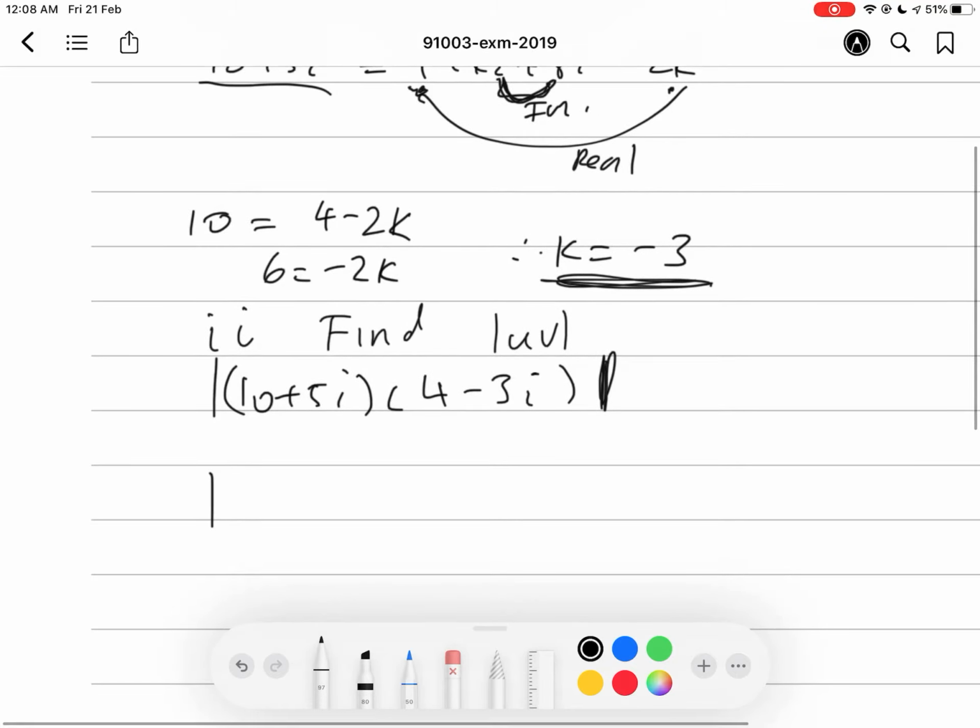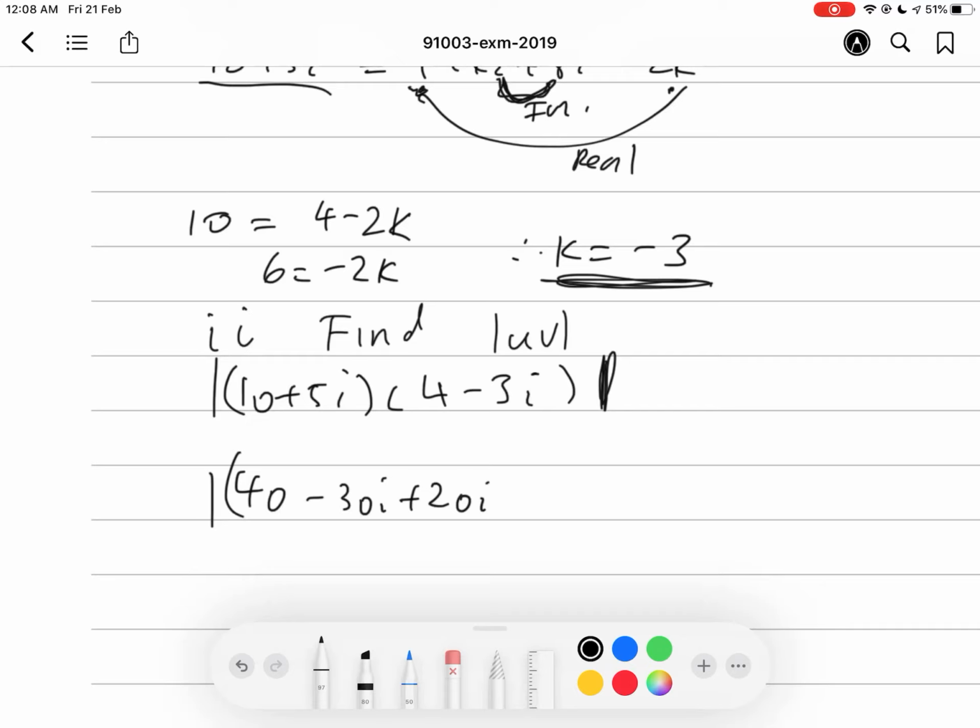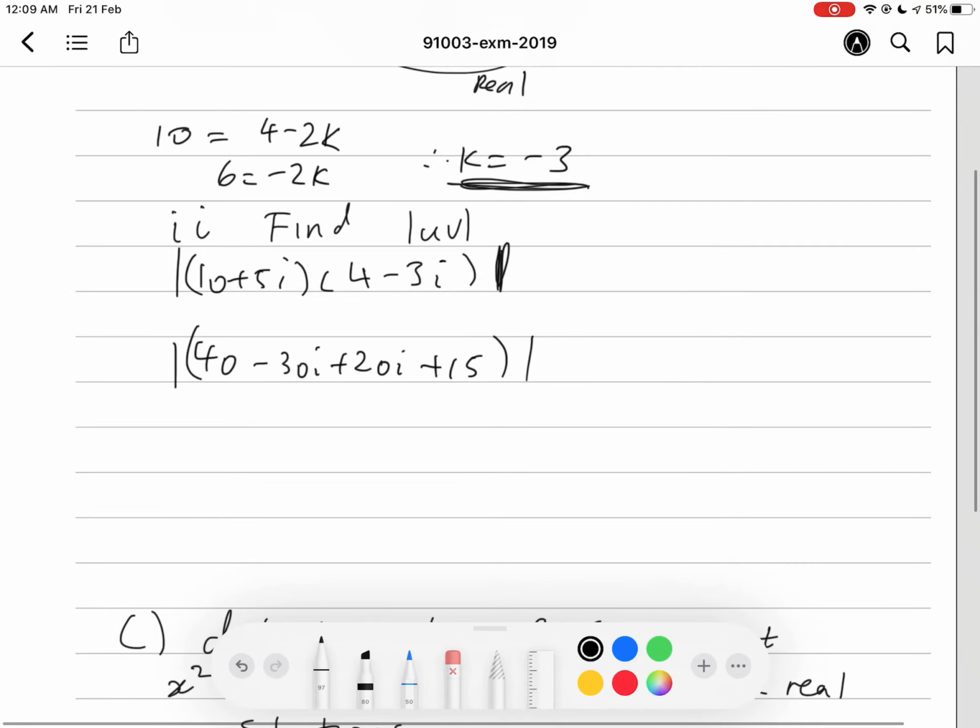So modulus of 10 times 4 is 40. 10 times negative 3i is negative 30i. 5i times 4 is positive 20i. And 5i times negative 3i, that's negative 15i squared. I squared is negative 1, so negative 15 times negative 1, that's positive. So therefore this is plus 15. You will get that this is equal to modulus of 55 minus 10i.